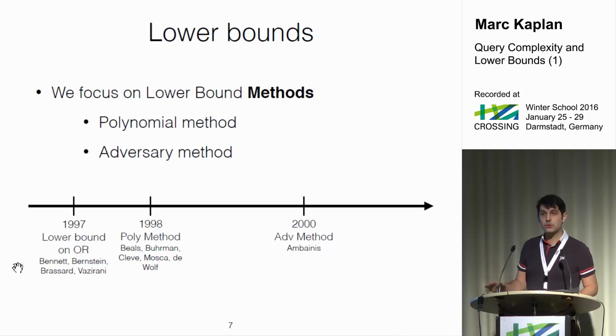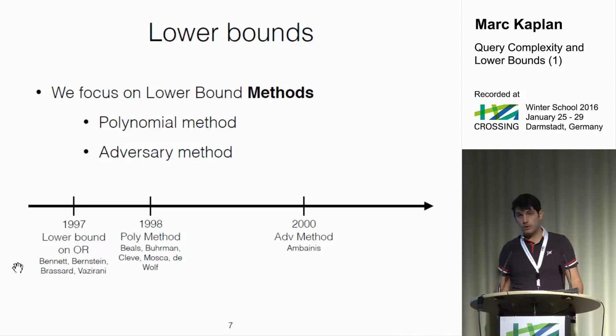But what I want to focus on in the two lectures are lower bound methods. So what I will show you are two general methods, given a function, to prove a lower bound on its quantum query complexity. These two methods are very famous. The first one is the polynomial method that I'm going to introduce completely in this lecture. And then by the end of the lecture, I'll give you a few hints of how the adversary method works, and I'll spend the second lecture on the adversary method.